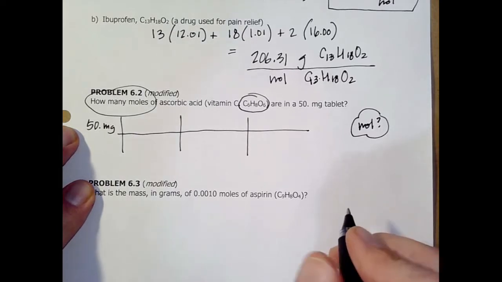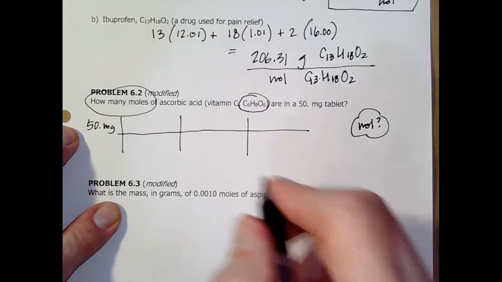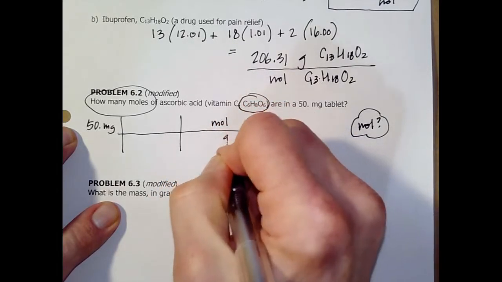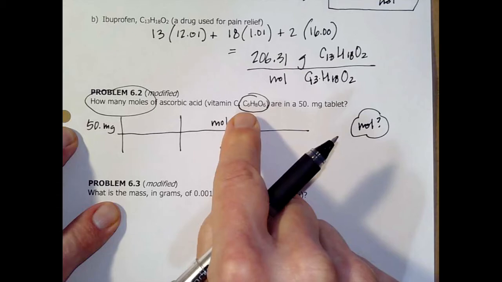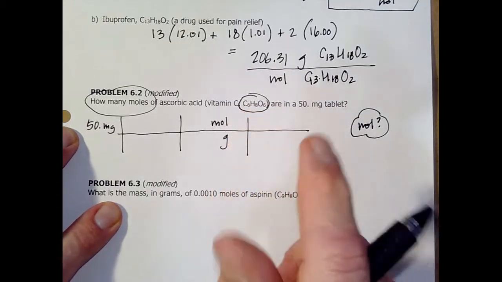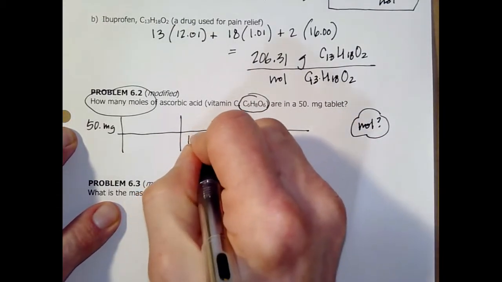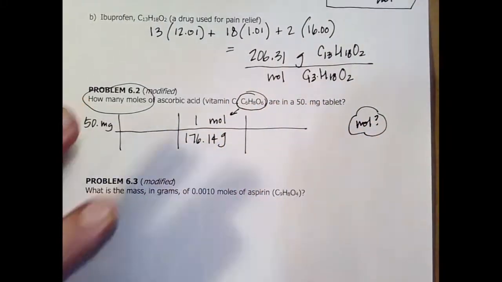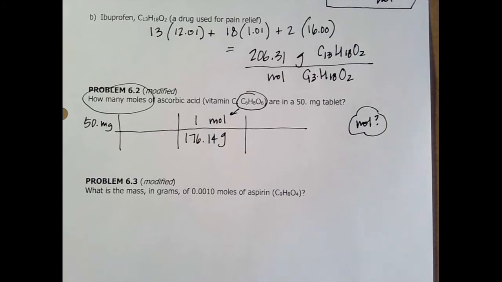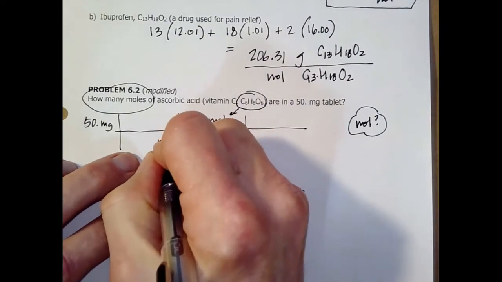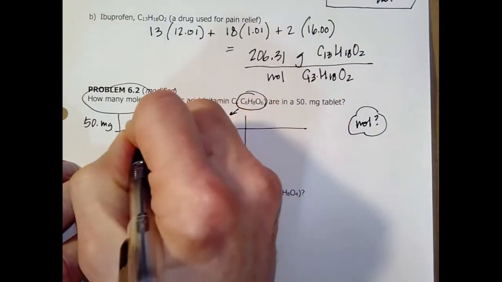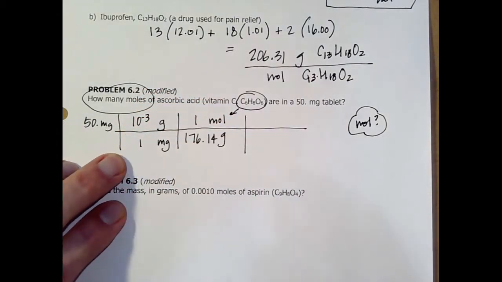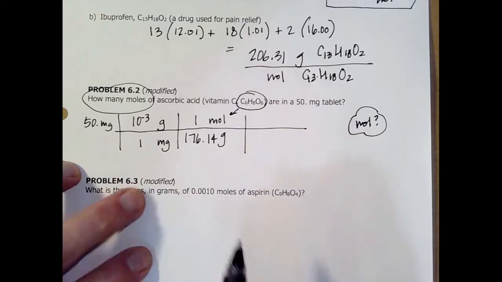So I might say, well, how about this? I'm going to do moles per gram. Turns out if I add the 6 carbons, 8 hydrogens, 6 oxygens, I get 176.14 grams per mole. So people do this in different ways. I'm going to say 10 to the minus 3 for 1. So I've got milligrams cancel, grams cancel, I've got moles left.